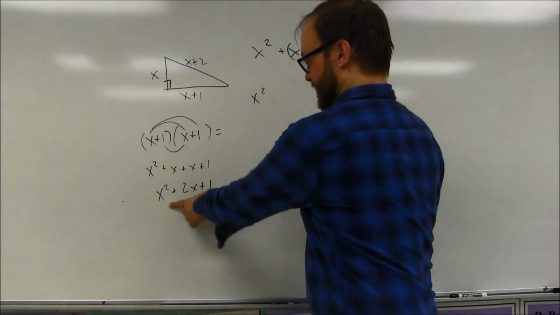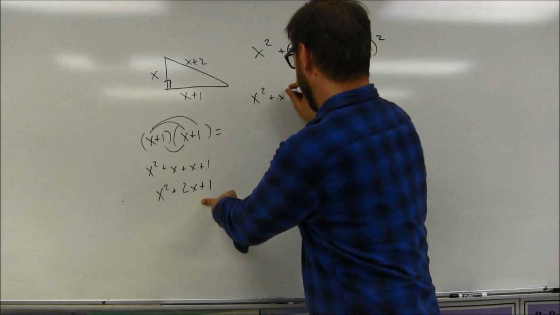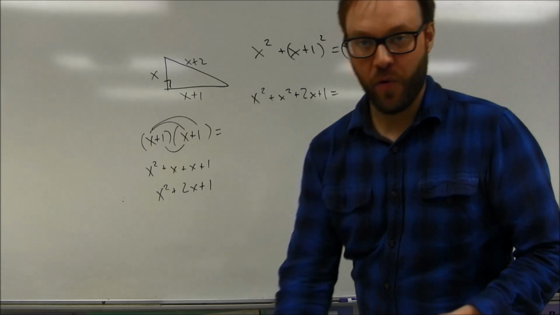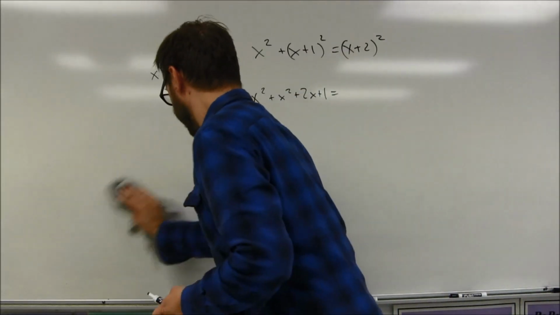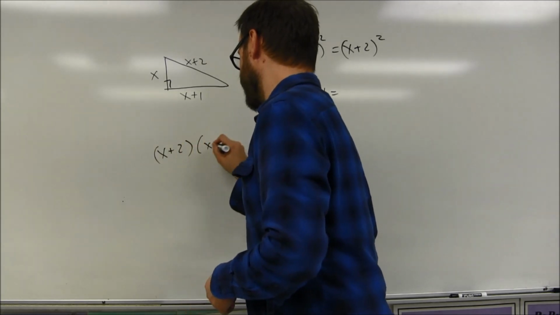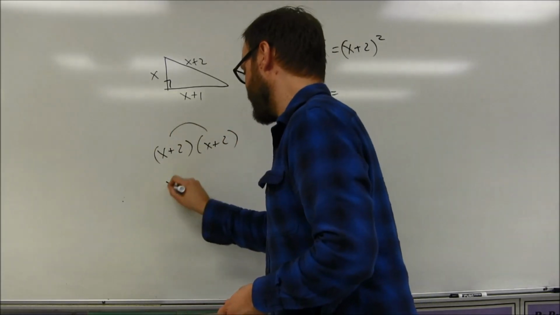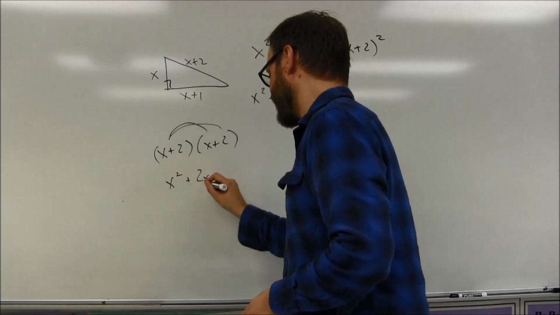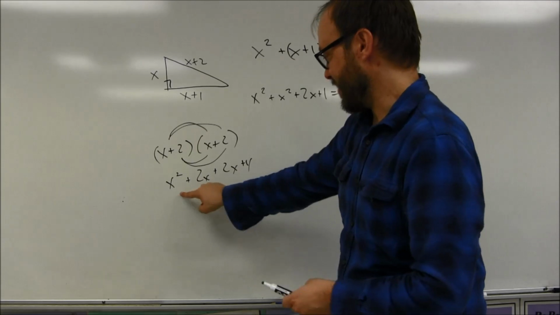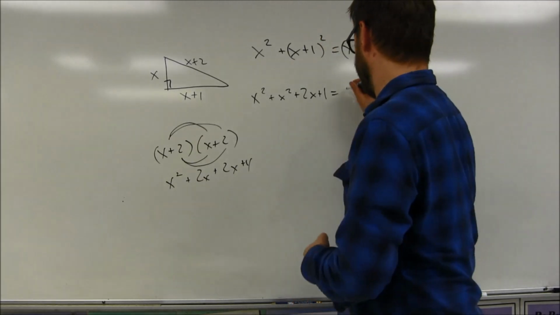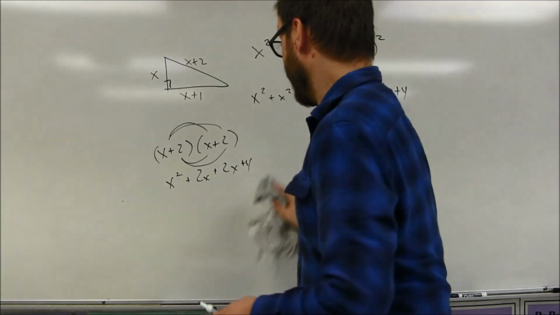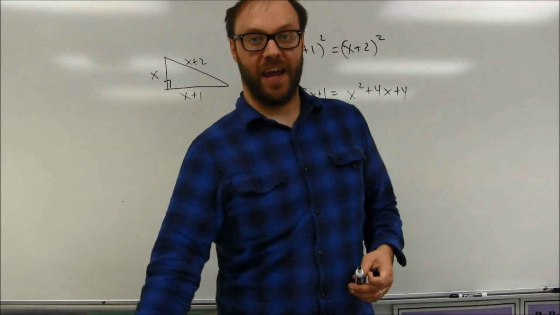This squared is x squared plus 2x plus 1. If you square the quantity x plus 2, that's quantity x plus 2 times the quantity x plus 2. That's going to be x squared plus 2x plus another 2x plus 4. That's x squared plus 4x plus 4. The equation here is going to be pretty complicated.